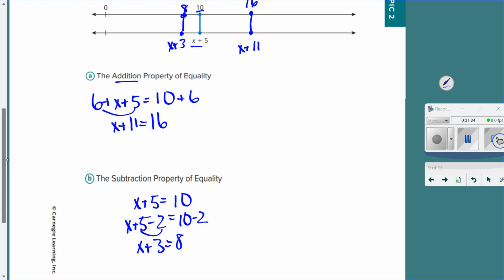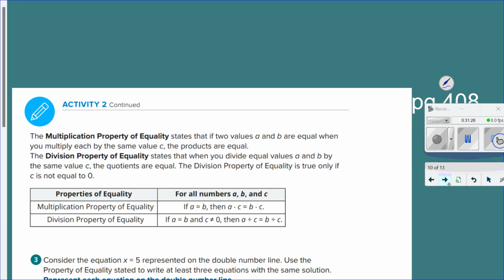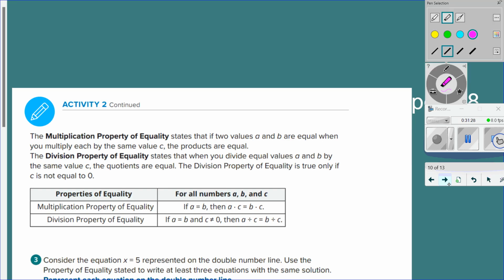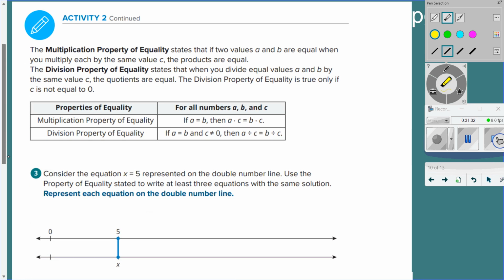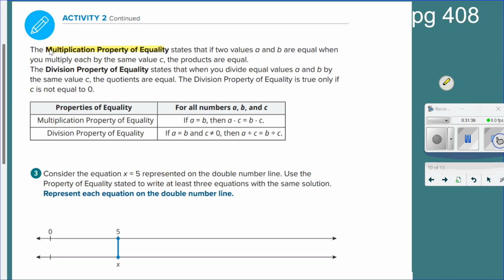So our next page, we have a couple more definitions for you. Numbers 5 and 6 on your page. These are just like the ones we just did, but we're going to add 2 more operations. It's the multiplication property of equality. It states that if two values A and B are equal, when you multiply each side by the same value C, the products are equal. And division: when you divide equal values A and B by the same value C, the quotients are equal.